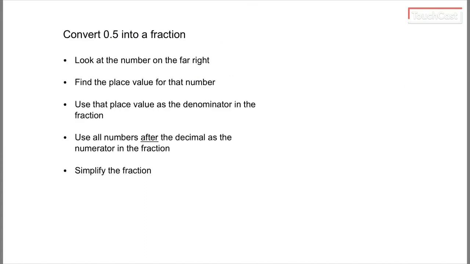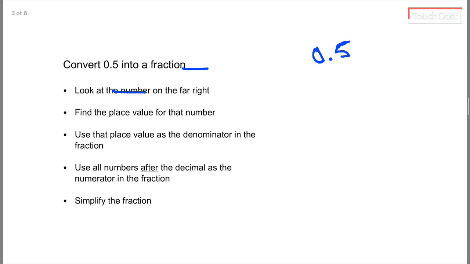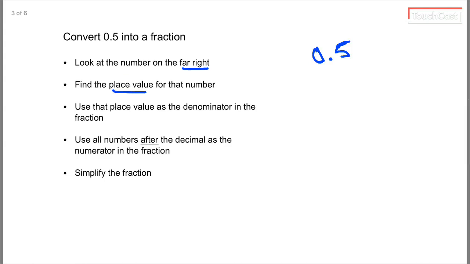Now we're going to discuss converting a decimal into a fraction. So the first thing we have to do is look at the number on the far right and find the place value for that number. So we have our example 0.5. The far right number is 5. It is in the tenths place. So there's our 5. It's in the tenths place.